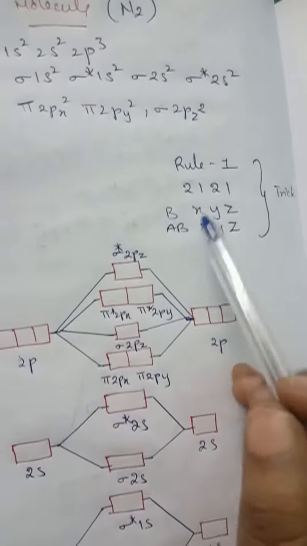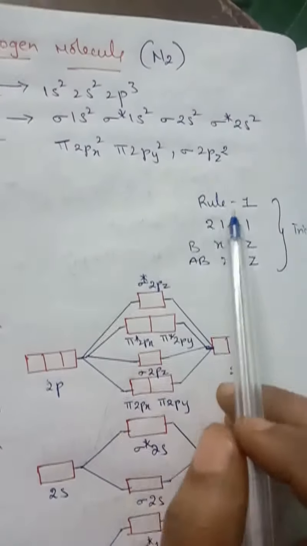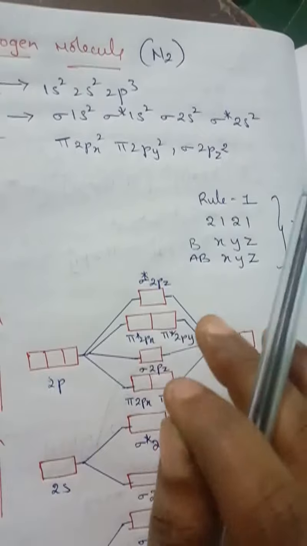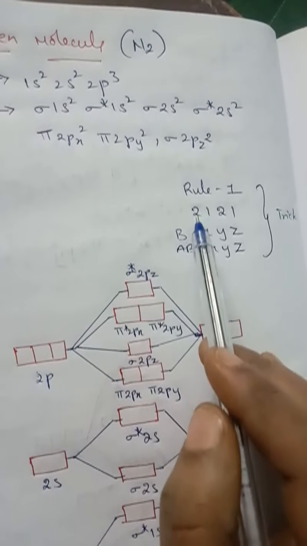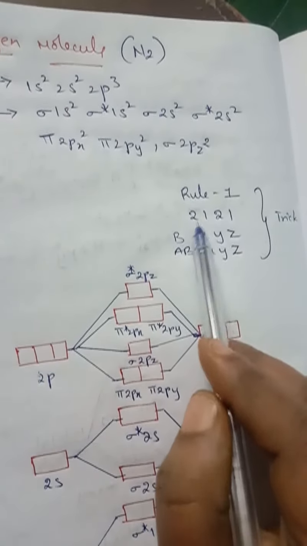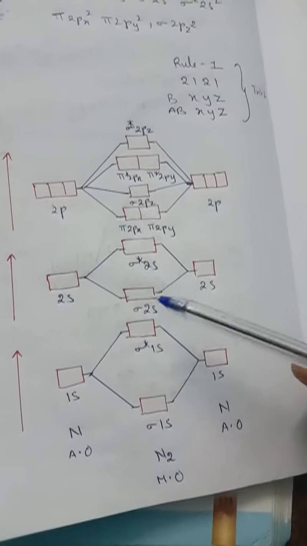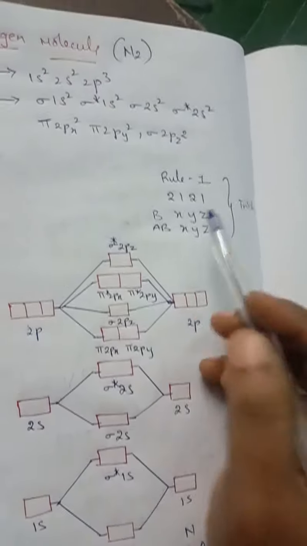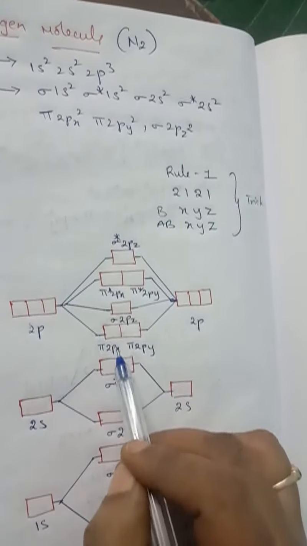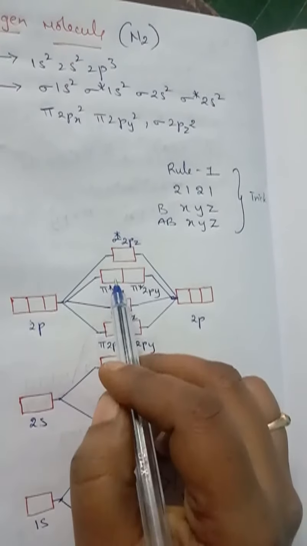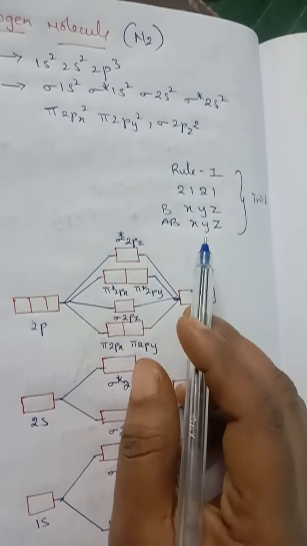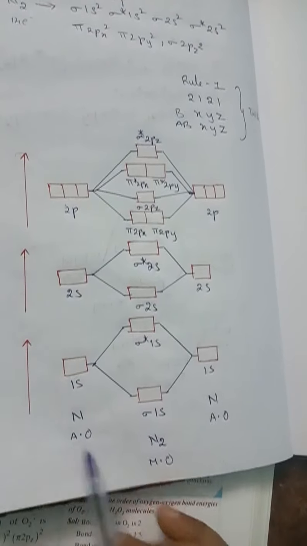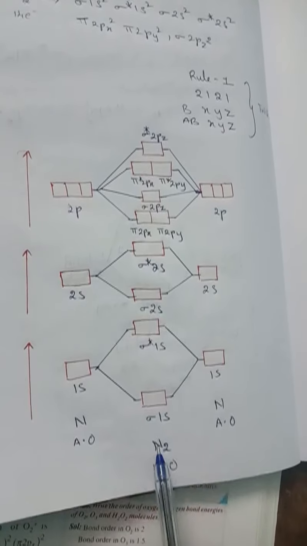Here is a small trick we have to follow: nitrogen comes under rule 1. What I said: lithium, beryllium, boron, carbon, nitrogen follow rule 1, that is the 2-1-2-1 rule. That means, see, molecular orbitals here follow the 2-1-2-1 rule. In bonding, first X, Y, Z, and in anti-bonding also X, Y, Z will take place.